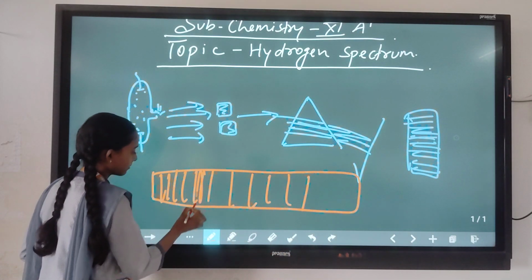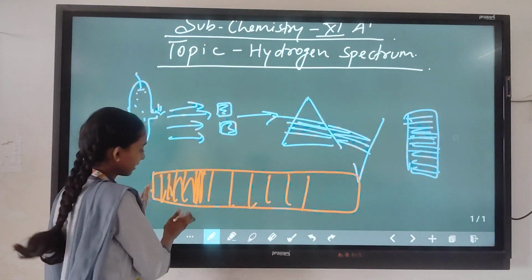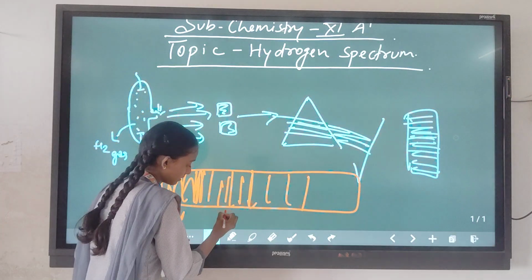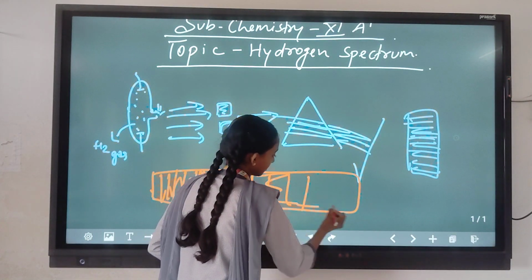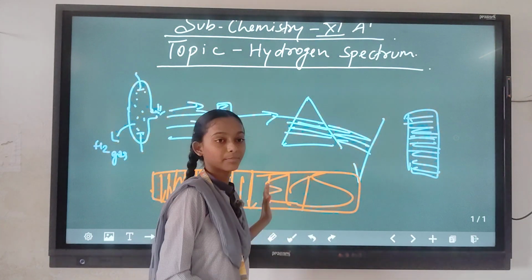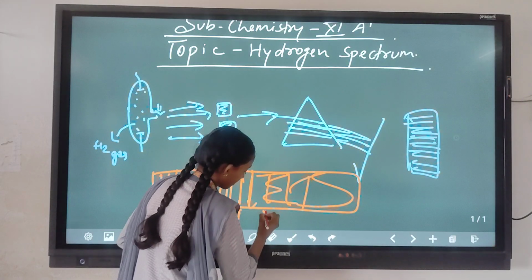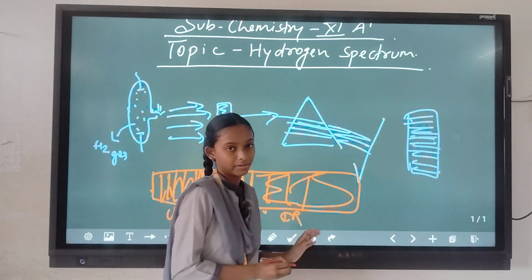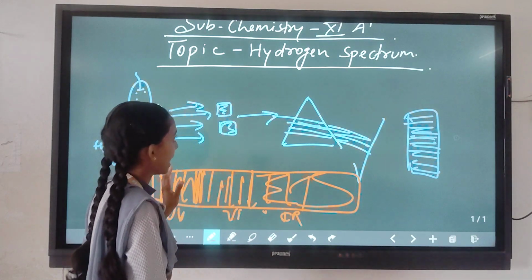then these series are grouped together in the ultraviolet region by Lyman. These series are grouped together by Balmer in the visible region, and these series are grouped together by Paschen, Brackett and Pfund in the IR region, meaning the infrared region. So this is the hydrogen spectrum.